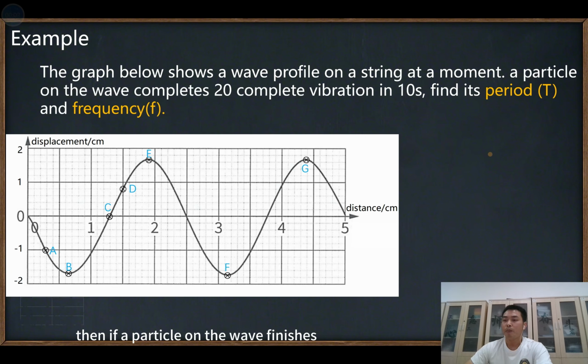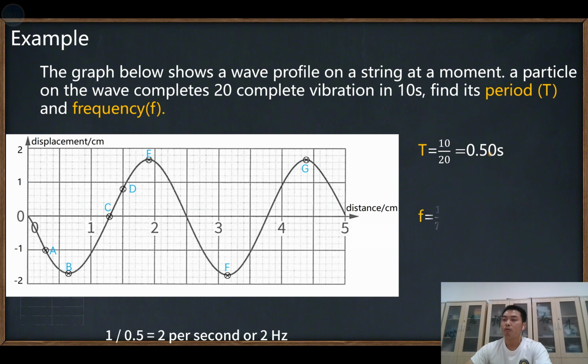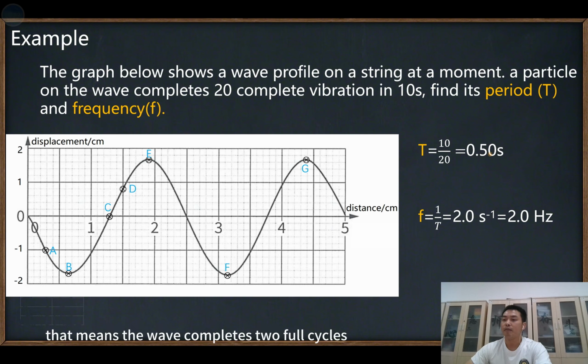Then, if a particle on the wave finishes 20 complete vibrations in 10 seconds, let's find the wave's period and frequency. The period is the time taken for one cycle, so we take 10 seconds divided by 20 cycles. That gives us 0.5 seconds for the period. And for the frequency, we take the inverse of the period. 1 divided by 0.5 equals 2 per second, or 2 Hz. That means the wave completes 2 full cycles every second.